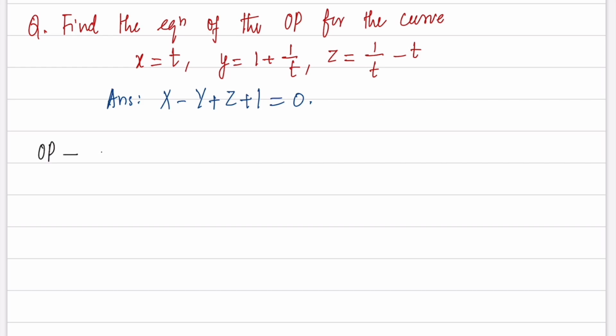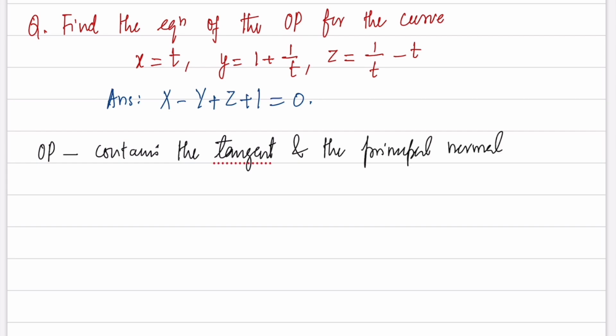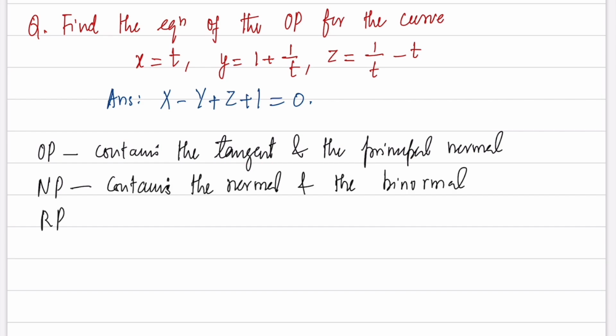Now let's mention some properties of these three fundamental planes that we have already. Osculating plane, we know that it contains the tangent and the principal normal. And this osculating plane can be defined as a best fit plane of the curve. Similarly, we can define the normal plane as it contains the normal and the binormal. Similarly, the rectifying plane contains the tangent and binormal.